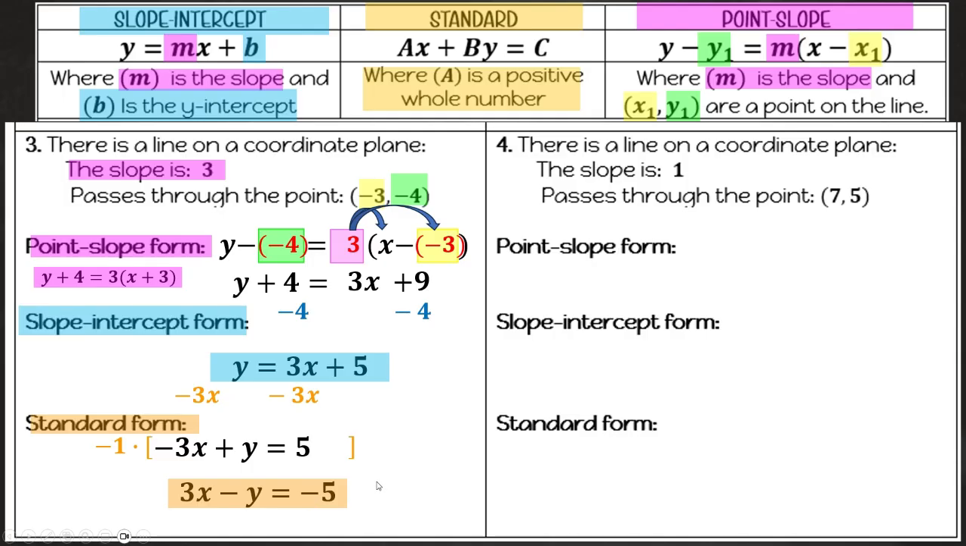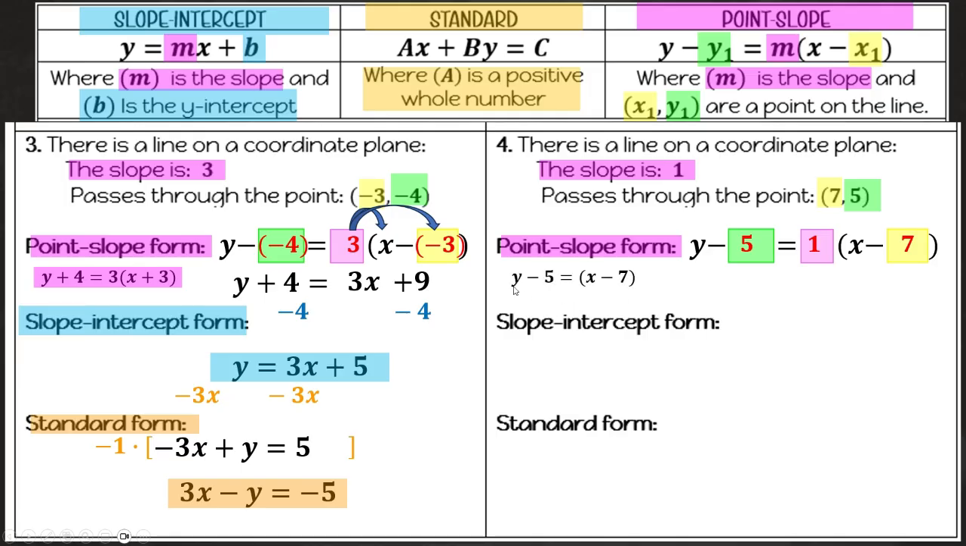Question number 4. There is a line on a coordinate plane. The slope is 1, passes through the point 7, 5. So to put this in point slope form, y minus 5 equals 1, because that's the slope, times x minus 7. You may see it as y minus 5 equals x minus 7. The parentheses could or could not be there. It is equivalent, so it doesn't much matter.